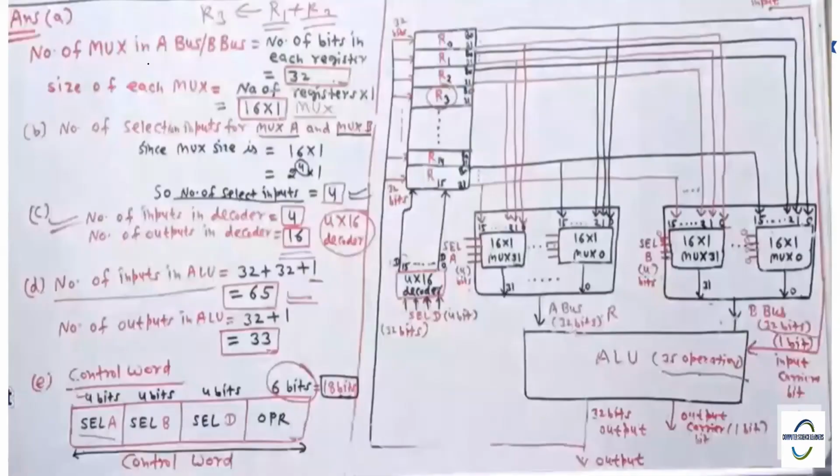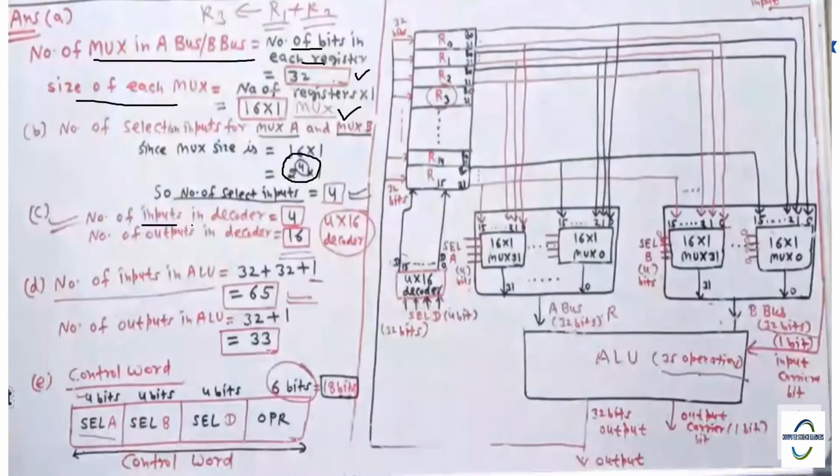The total number of multiplexers that I have already told you equals the number of bits in each register, 32. For bus A as well as for bus B, both the number of multiplexers and the size of each multiplexer in both the buses is going to be the same. Then the size of each multiplexer will depend on the number of registers. So total 16 registers are there. So the size of the multiplexer is 16 cross 1. The number of selection inputs will depend on the size of the multiplexer. So it is going to be 4. Why? Because 2 raised to the power 4 is 16.